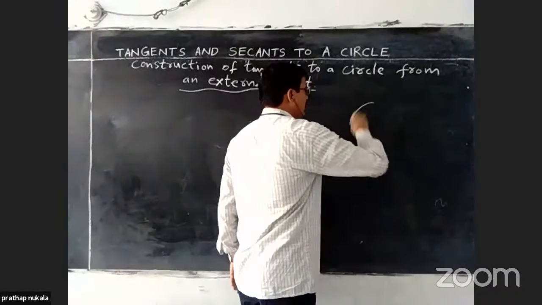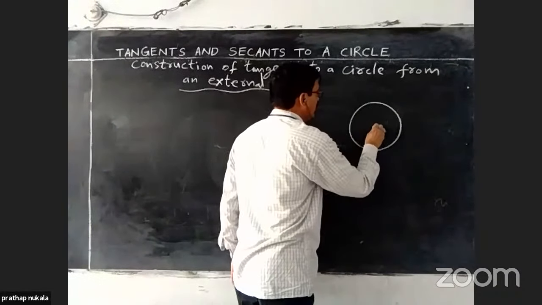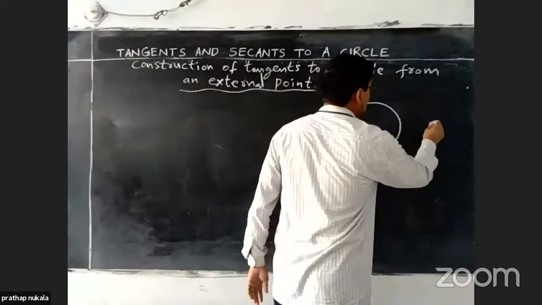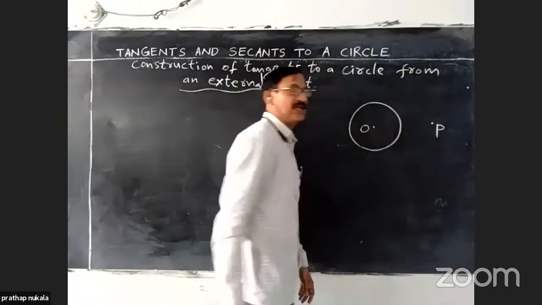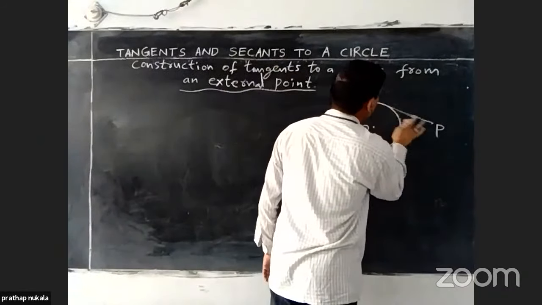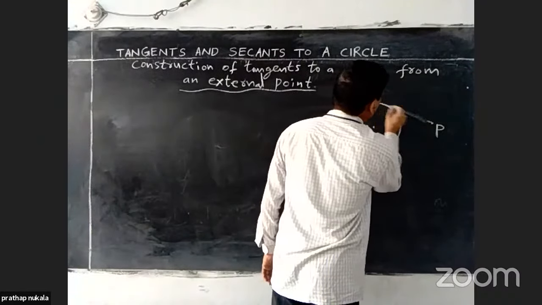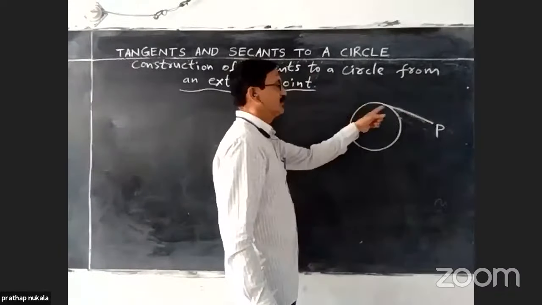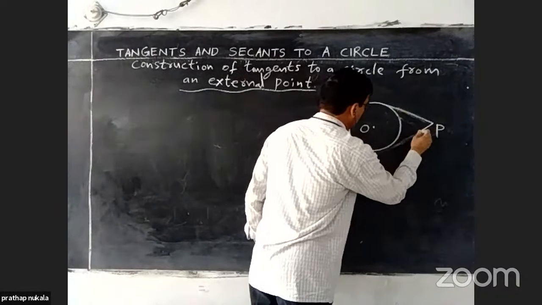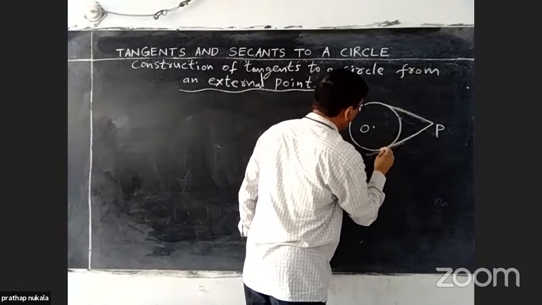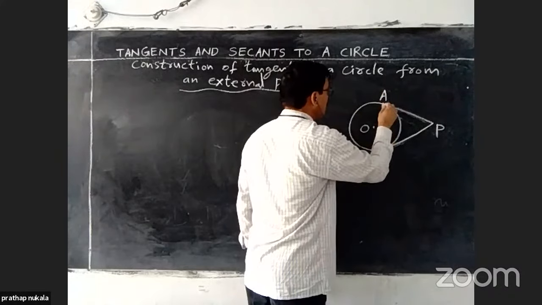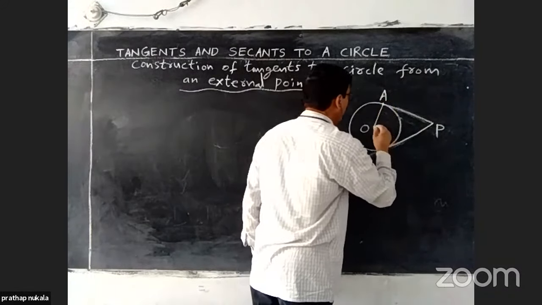First, draw a circle with center O. From an external point, locate a point outside the circle. Name it as P and roughly draw tangents. How many tangents are possible from an external point? Already today we have learned, only two tangents, a pair of tangents, are possible. Point of contact A and B. Just join OA and OB.